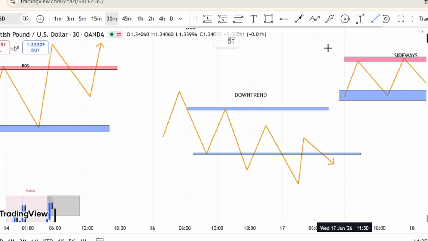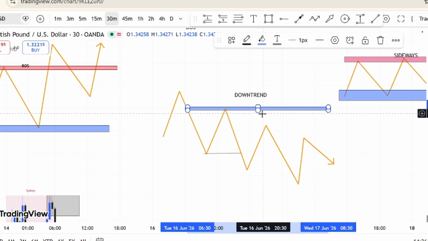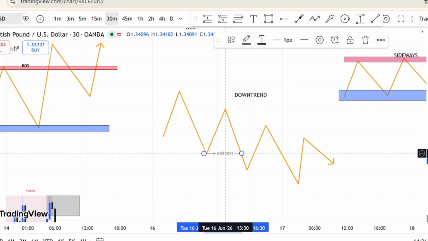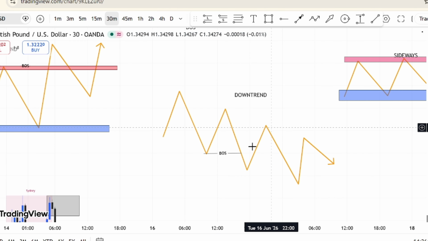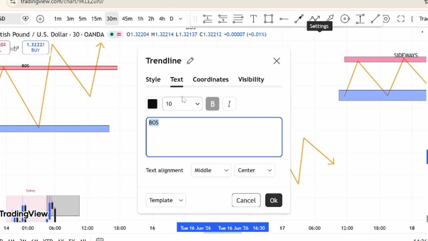In a downtrend, it means market is breaking structures to the downside. Let me first remove these zones for clarity. Now, it means that the market is breaking structures to the downside. This is our first break of structure. Let me broaden it.